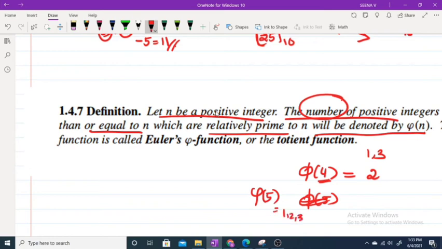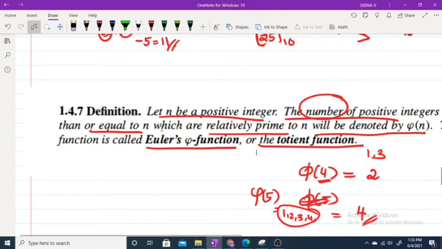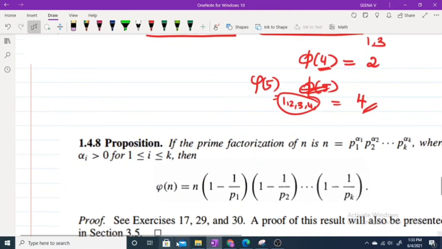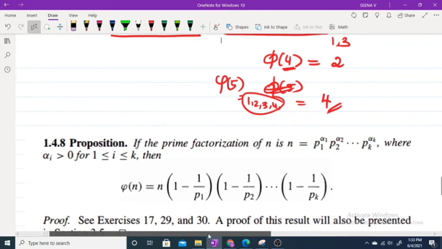1, 2, 3, 4. So phi of 5 is 4. Phi of n is the number of positive integers less than or equal to n and relatively prime to n. This function is called Euler's phi function or Euler's totient function.